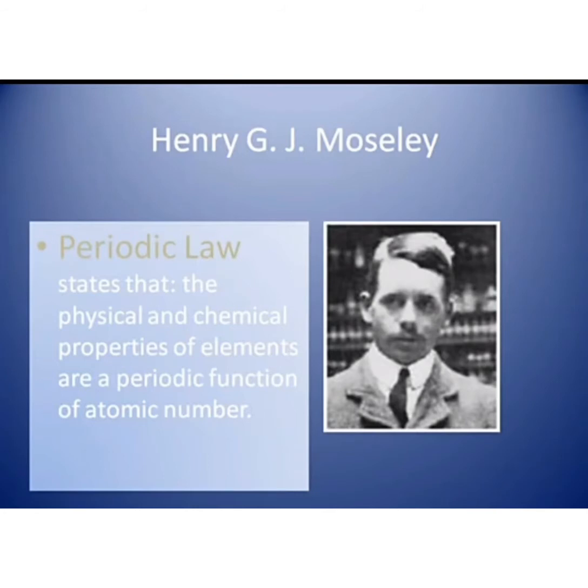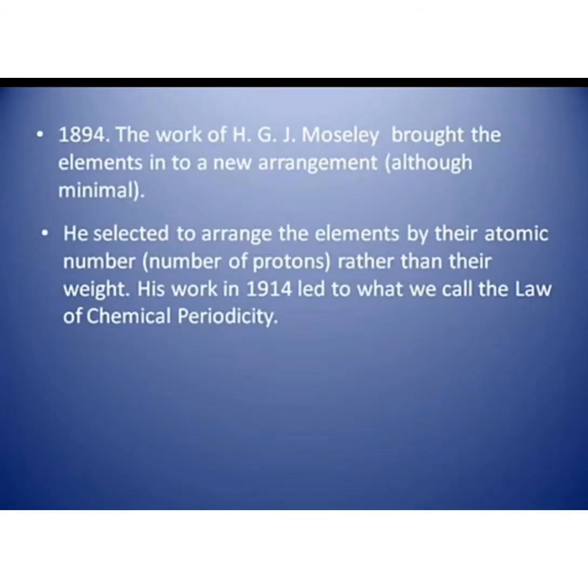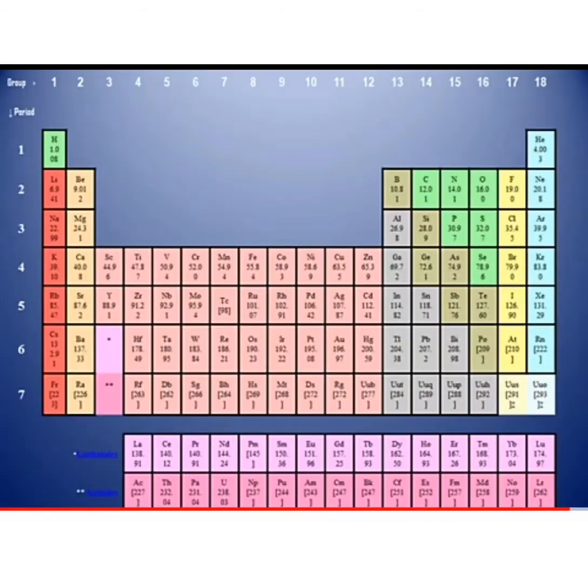Henry Moseley gave the periodic law. It states that the physical and chemical properties of the elements are a periodic function of atomic numbers. He arranged the elements in the modern periodic table according to increasing atomic number. In 1894, the work of Moseley brought the elements into a new arrangement.